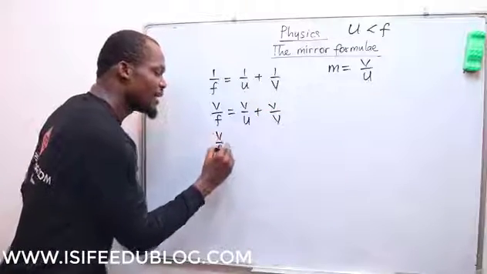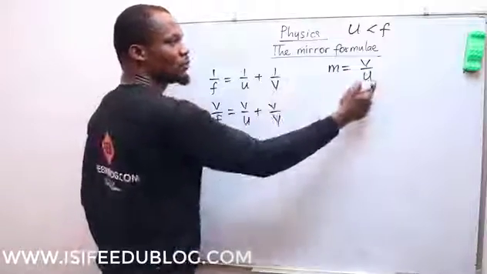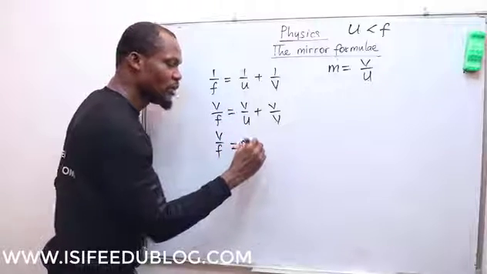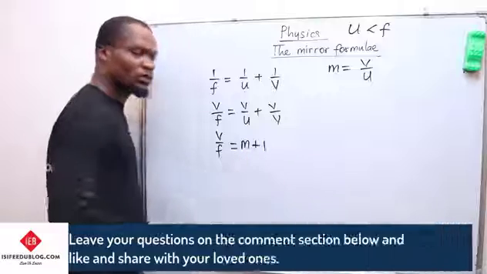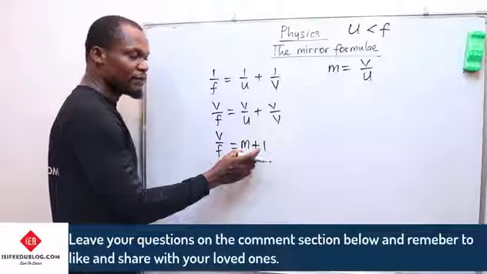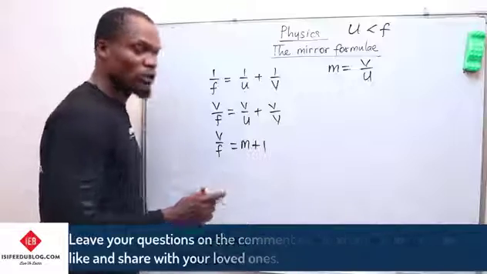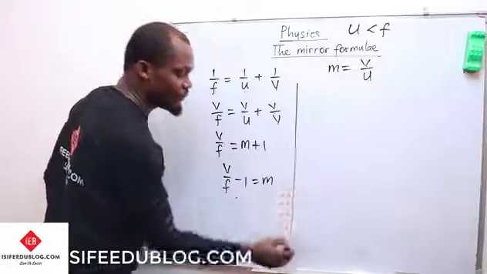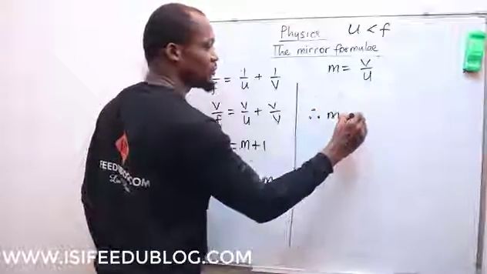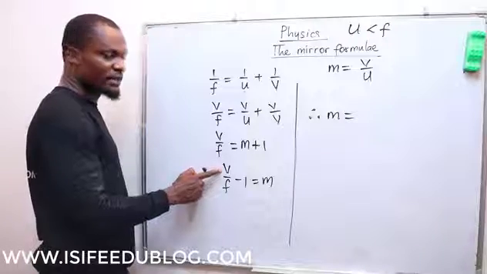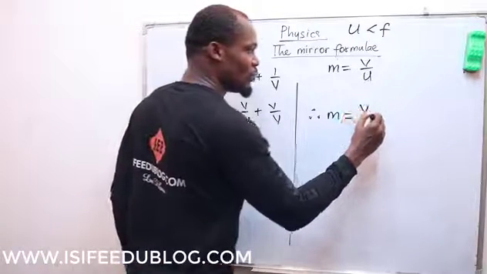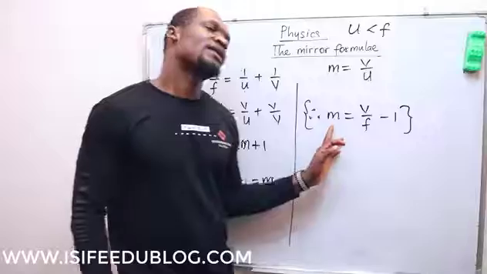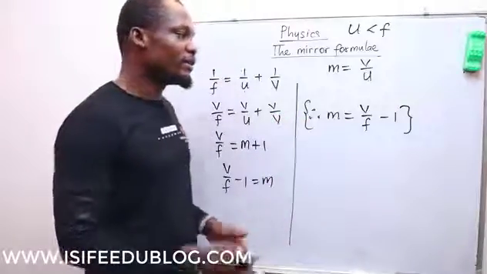So we have V over F equals, wherever we see V over U, it means magnification. So at this point, this V over U becomes the magnification, plus V over V is going to give us 1. So if we make M the subject of the formula, the plus 1 we cross the equality sign to become V over F minus 1 equals M. And therefore, another formula for magnification where only image distance and focal length are given is V over F minus 1. And please take note, this is the formula for magnification of a concave mirror forming a real image.